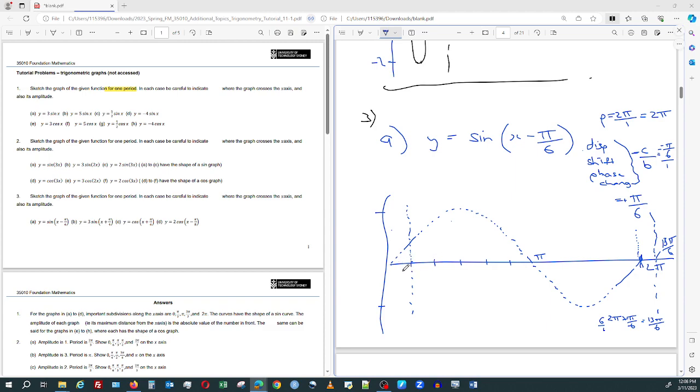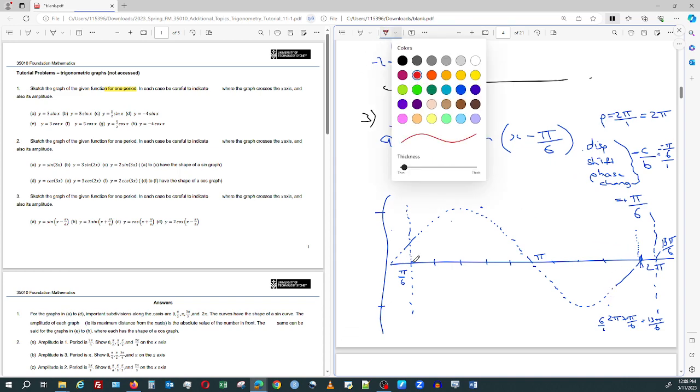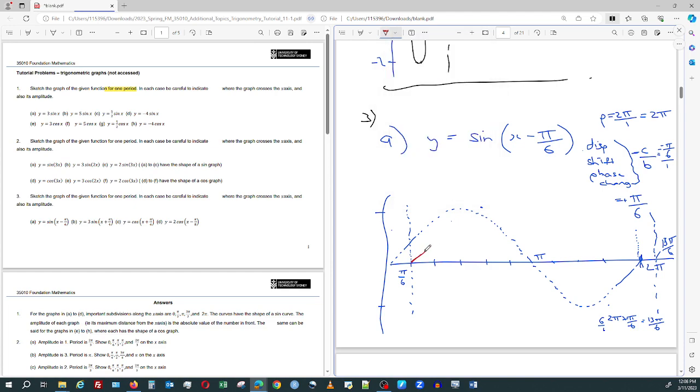This is pi on 6, isn't it? So we're going to be late with everything, later with everything. So we'll do it in a different colour. Red. Up you go, beautiful swooping up, swooping down, swooping down, swooping up.